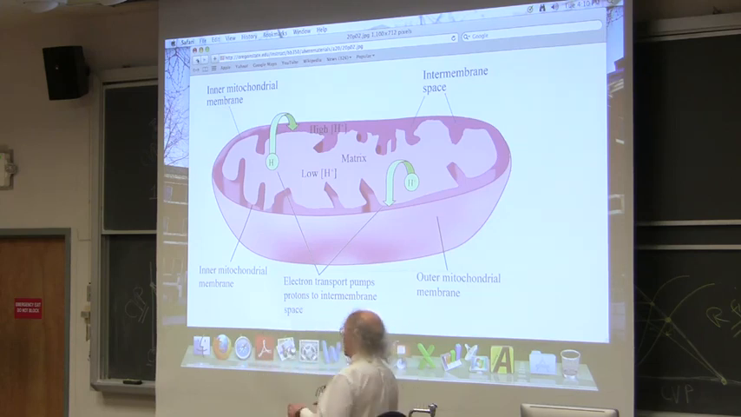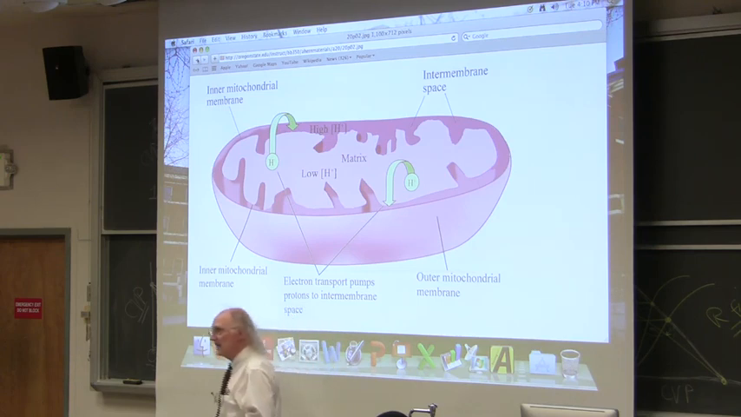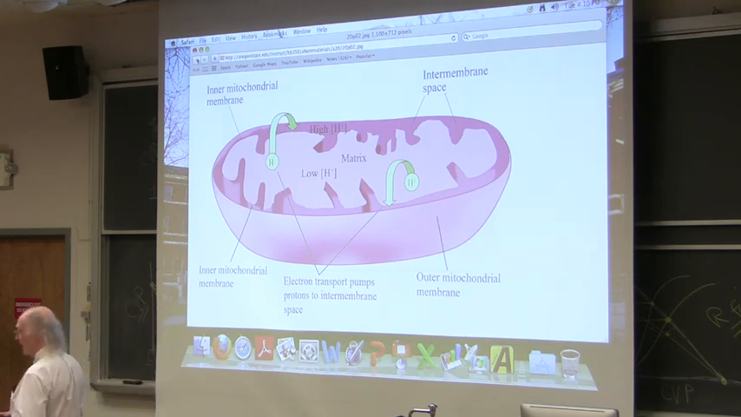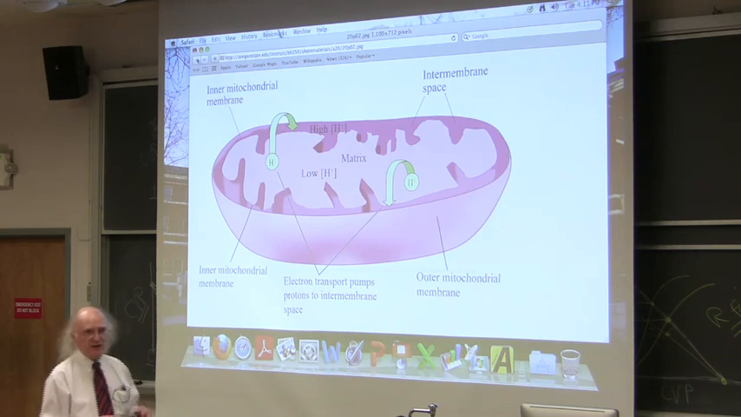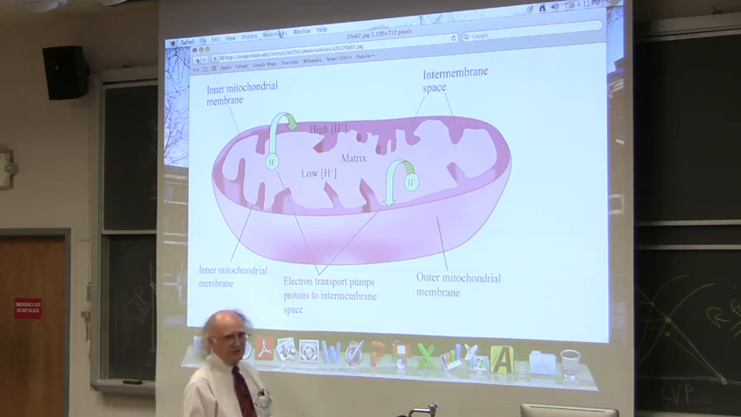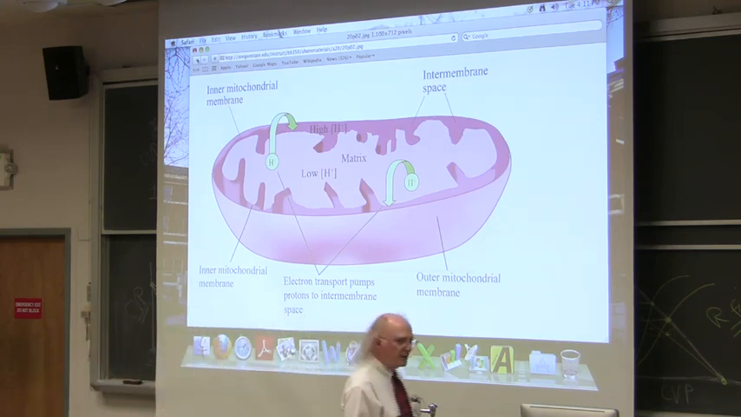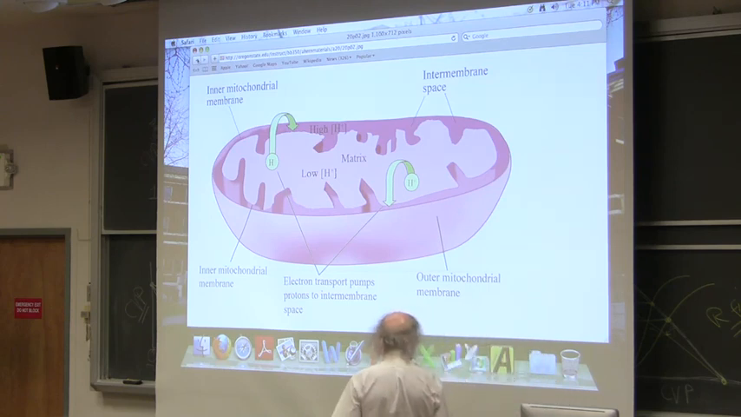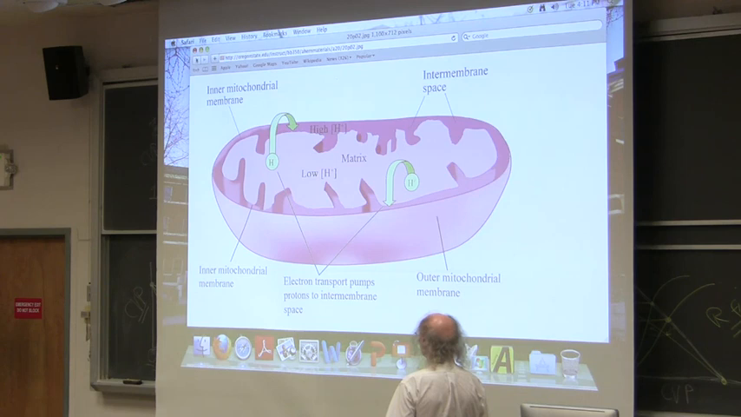But what cannot pass through there is something as tiny as a proton. Protons cannot cross the membrane without assistance. And that turns out to be key to how oxidative phosphorylation, the next process, works. So the inner mitochondrial membrane is impermeable to protons.